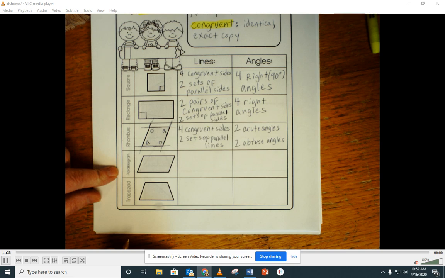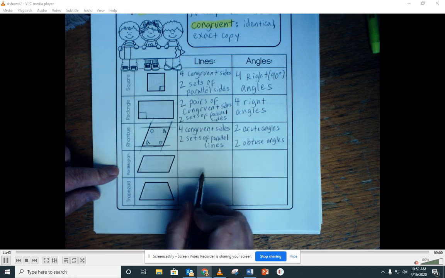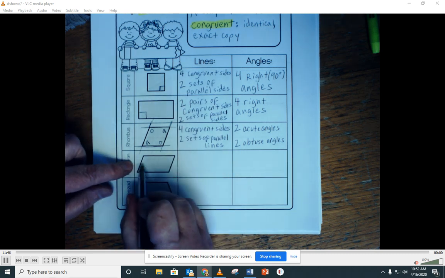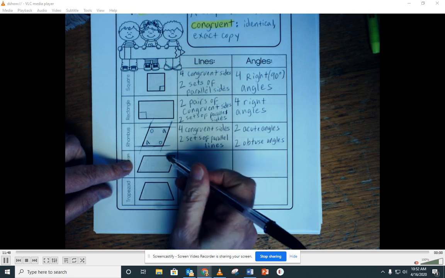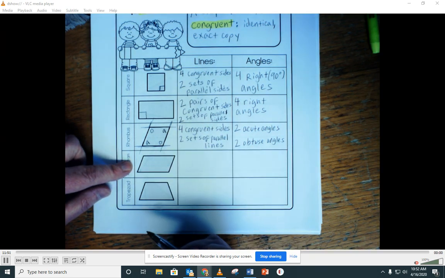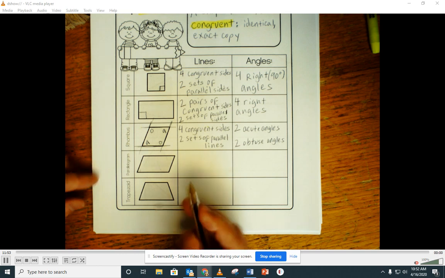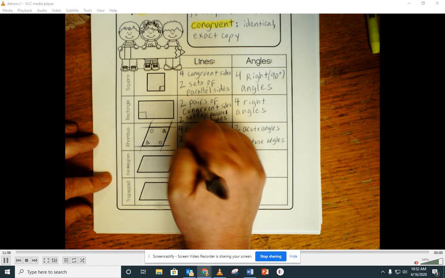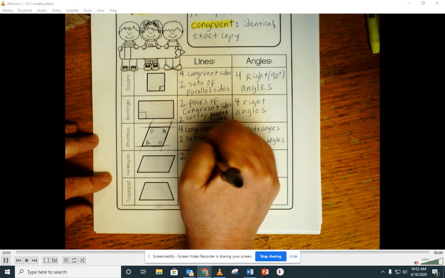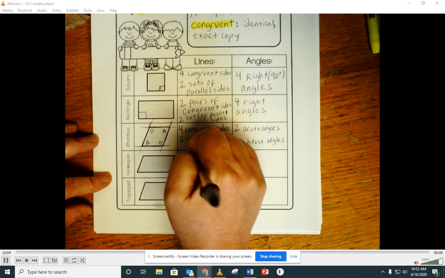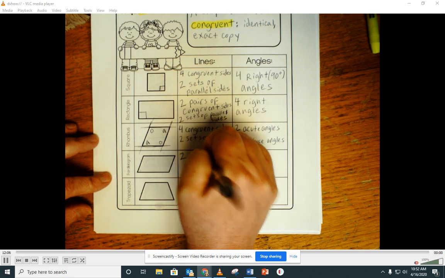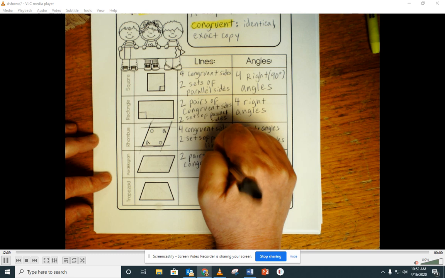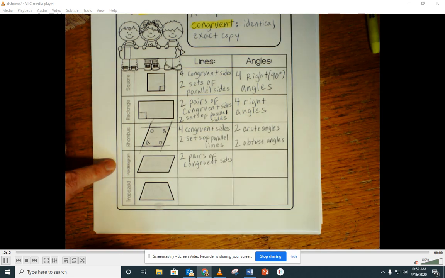Okay, our next shape is a parallelogram. A parallelogram has 2 congruent sides, left and right, and 2 congruent sides, top and bottom. So the sides are the same length. 2 pairs of congruent sides. And then what can we say about whether or not the sides are parallel?